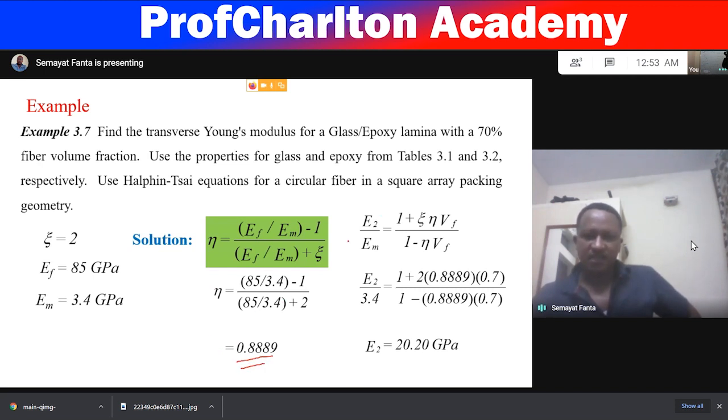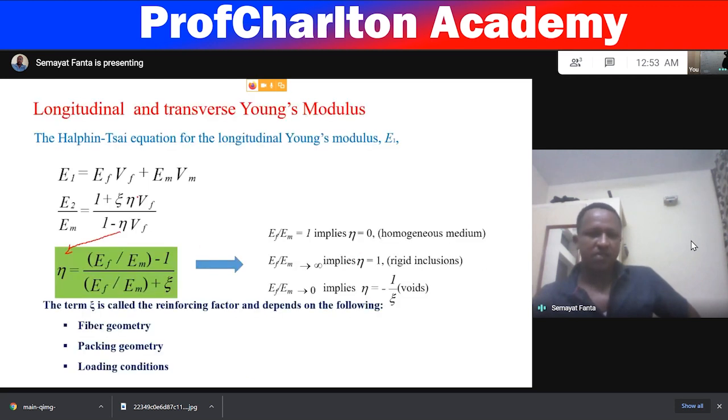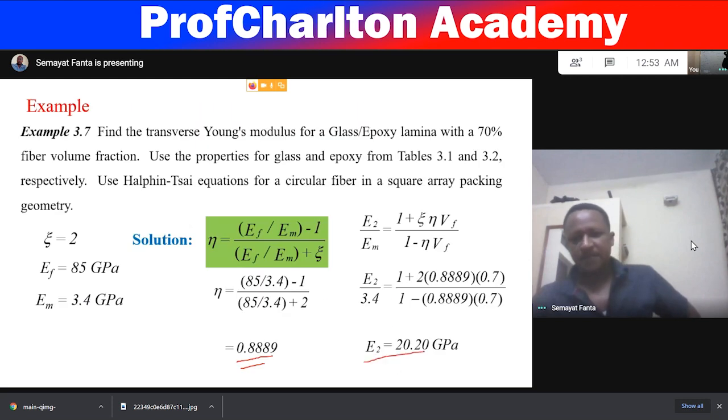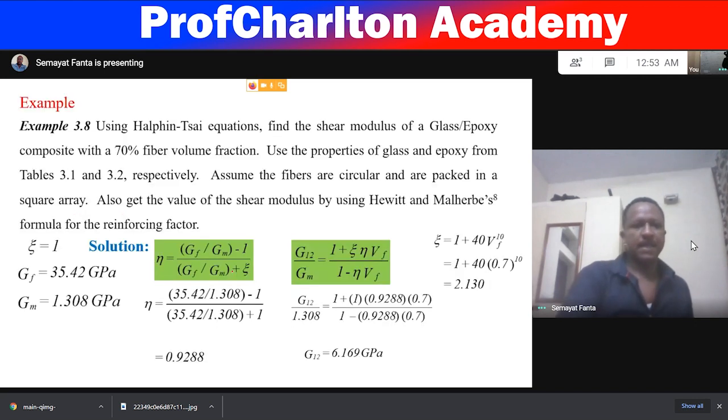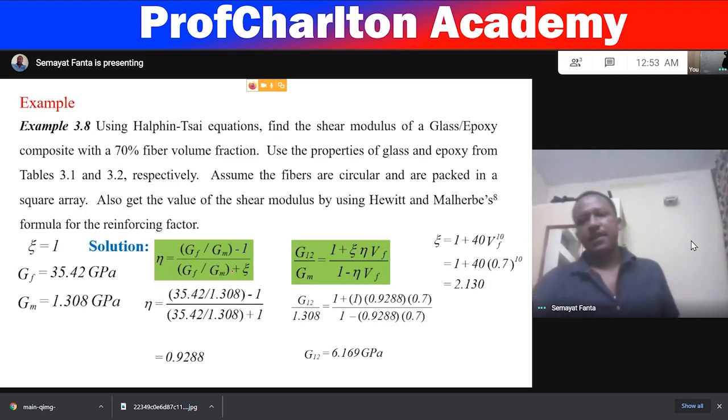Once we get this eta value, we can find the E2 value from here. This is directly taken from this formula. Then E2 is this, and the major Poisson ratio is given by this relation, and the in-plane shear is also given like this. So we can also calculate these parameters.